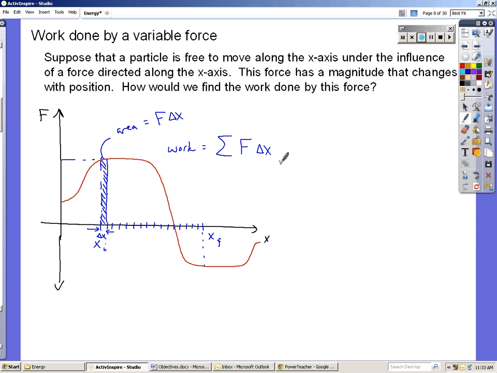But since you know calculus, and, well, before we get to calculus, we'll say that the work done is equal to the area under the curve. So this whole area here. Keeping in mind that the area that is below the x-axis is negative work, because at that point the force has switched directions and it's slowing it down.